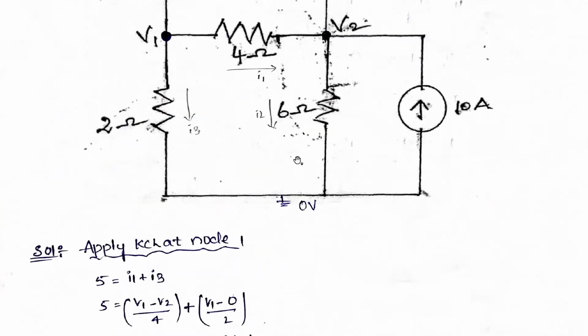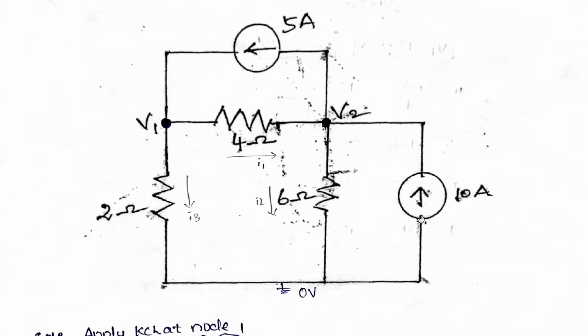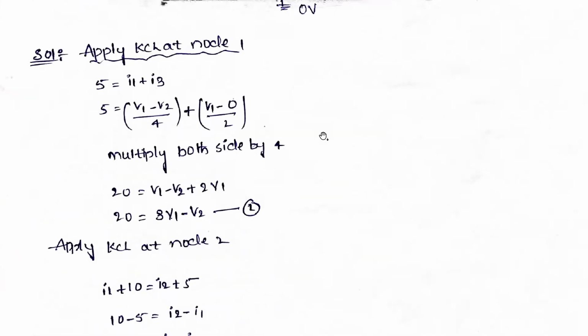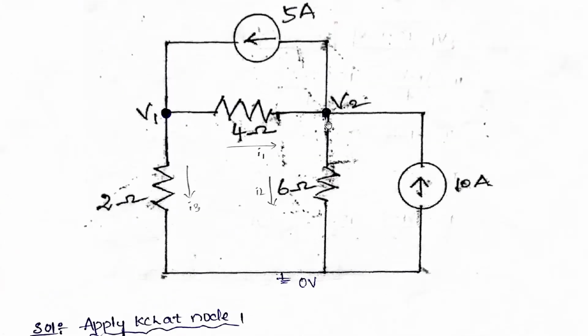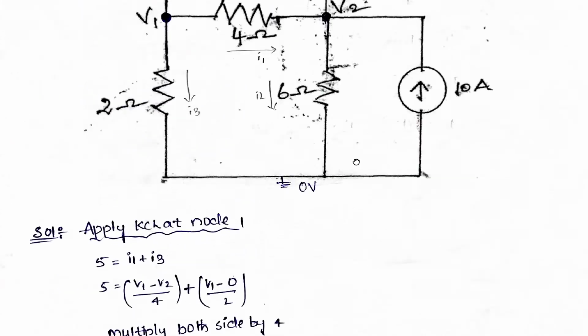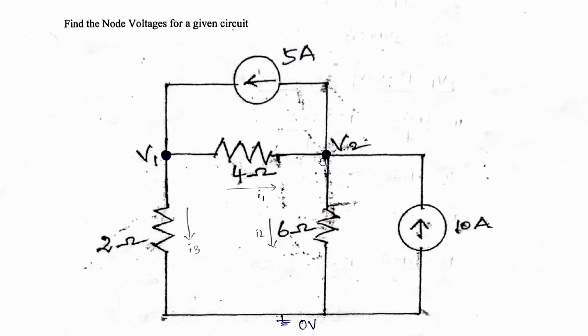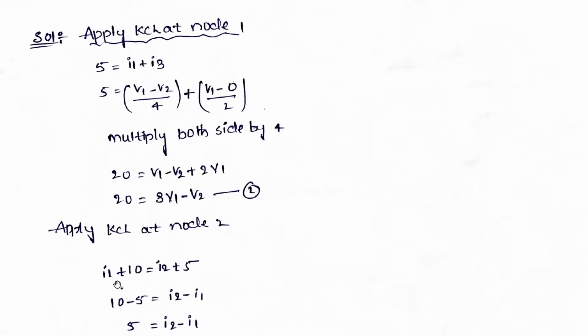Similarly, applying KCL at node number 2. Here we can write 10 amperes is coming inside, and I1 is also coming toward this node. This I2 is going outside, and this 5 is also going outside. So I1 plus 10 is equal to I2 plus 5.